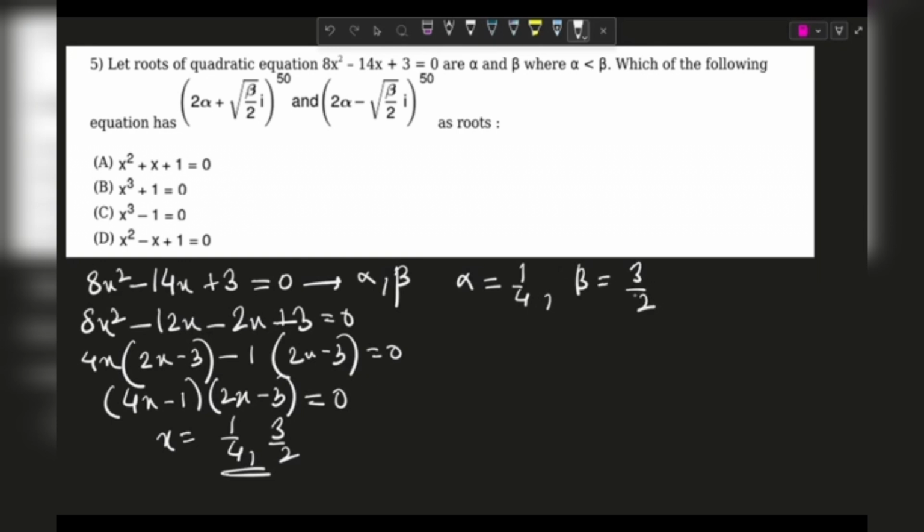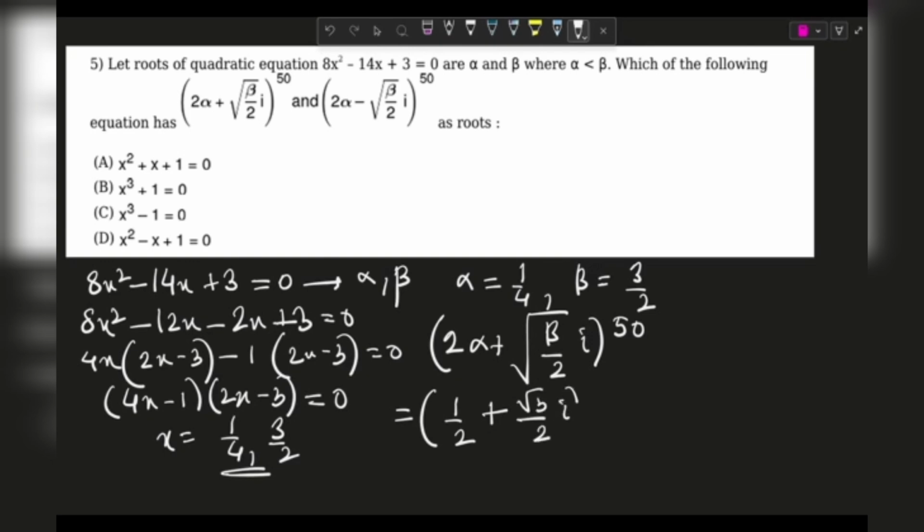Now let's look at the question. So basically, which of the following equations has this and this expression as roots? Basically quadratic and complex numbers punched into a question. So let's find out these expressions first. This is your (2 alpha plus root beta by 2i) whole power 50. So if we put the values, this is your (half plus root 3 by 2 i) power 50. So this is your root 3 plus, I guess, 1i.